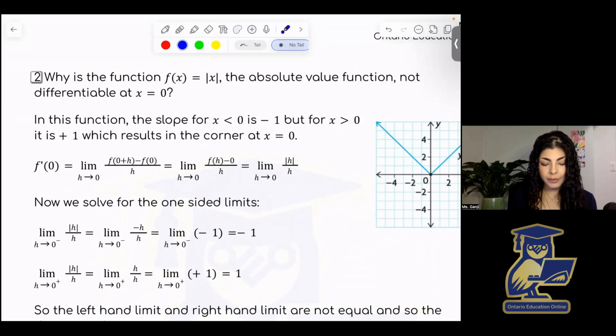In this function, for any value of x less than 0, we know that the slope is -1.